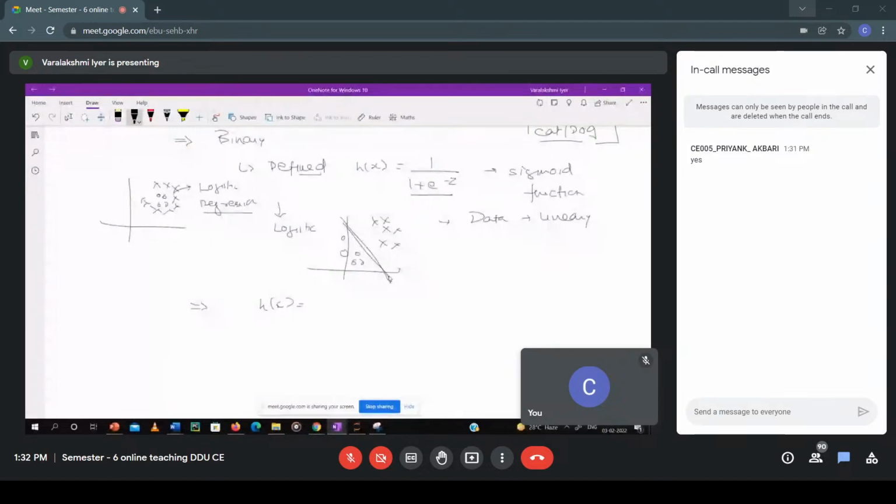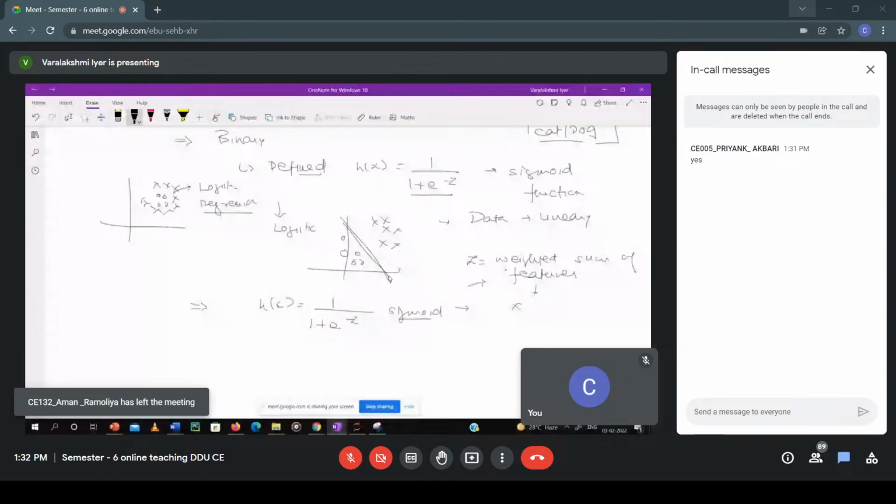We defined our hypothesis function for binary logistic regression, which is of the form of a sigmoid function. What it does is, first of all, you calculate the z value, which is a weighted sum of your features. The features will be x1 to xn, and we assume x0 as 1 always. So the weighted sum means theta 0 plus theta 1 x1 up to theta n xn, depending on the number of features that you have. It will be a weighted sum of all your features.